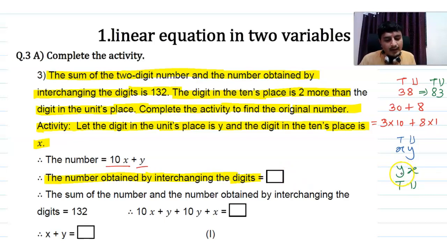Now once y is at the tens place, we have to multiply y by 10, so that we are getting 10y, plus x at the ones or the unit place, so x should be multiplied with 1, we are getting x into 1 is x.